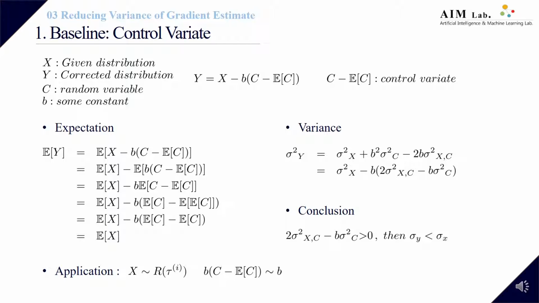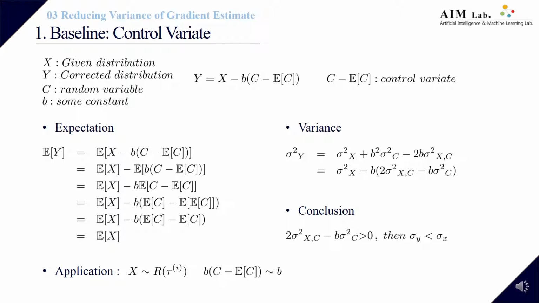Here's the mathematical approach to the baseline, and it is called a control variate. The basic setting is, for the given distribution x, random variable c, and some constant b, we want to reduce the variance of the newly corrected distribution y. The relation is like this, and c minus the expectation of c is called a control variate.